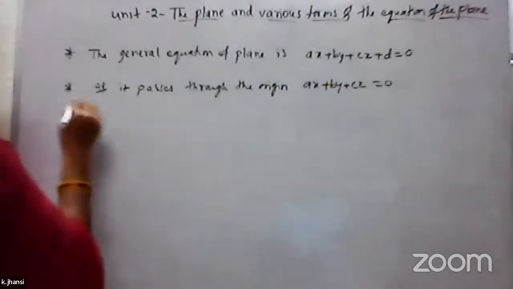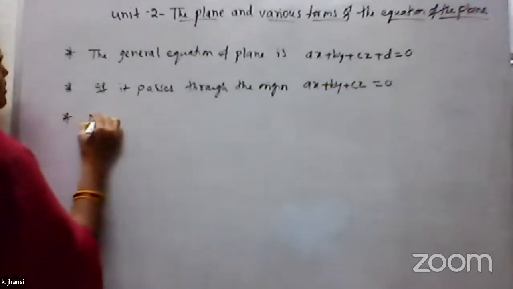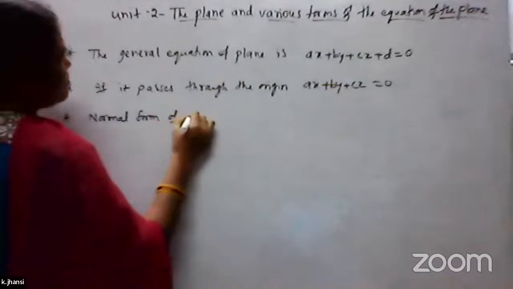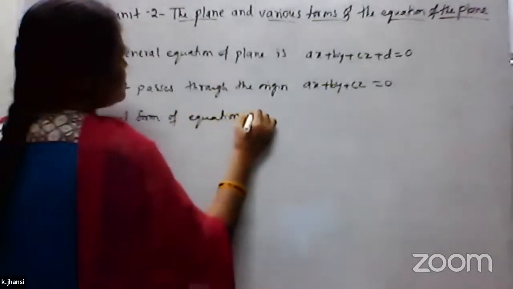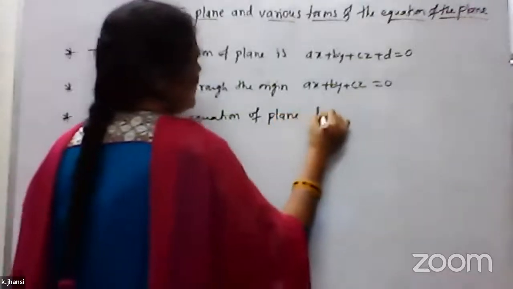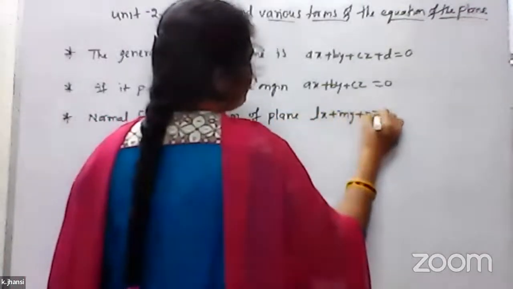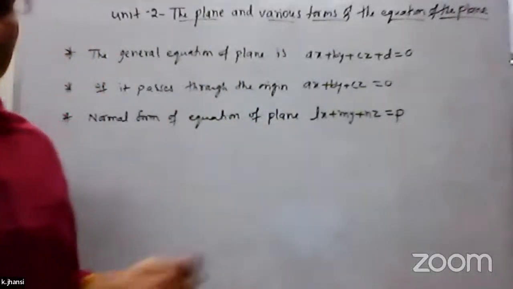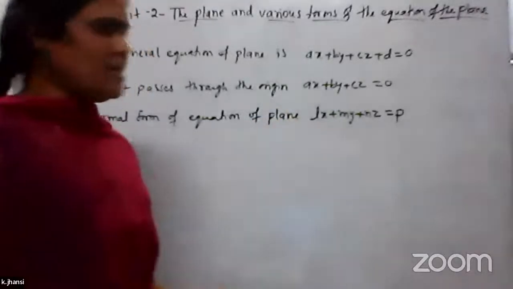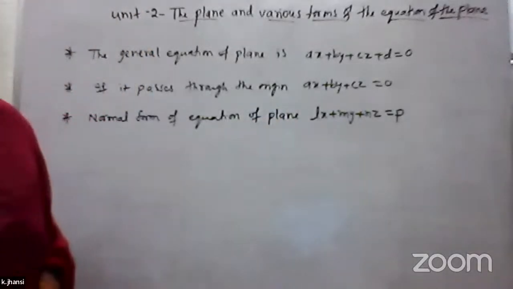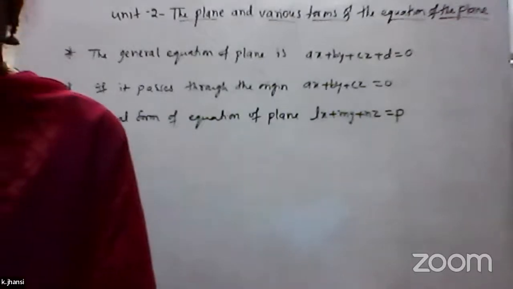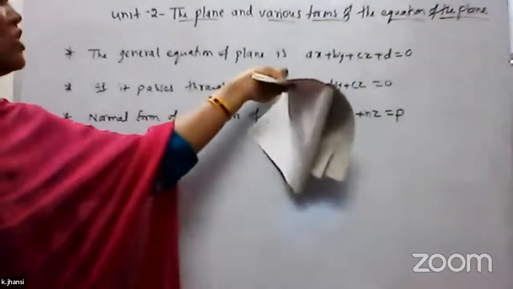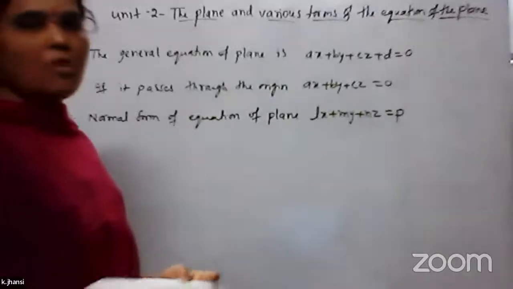Next we have normal equation of the plane. It is Lx plus My plus Nz equals to P. Okay. So here L, M, N are the direction cosines. Lx plus My plus Nz equals to P is called as a normal form of the equation of the plane. So problem will be asked on conversion of the general equation of the plane into normal form of the equation of the plane.